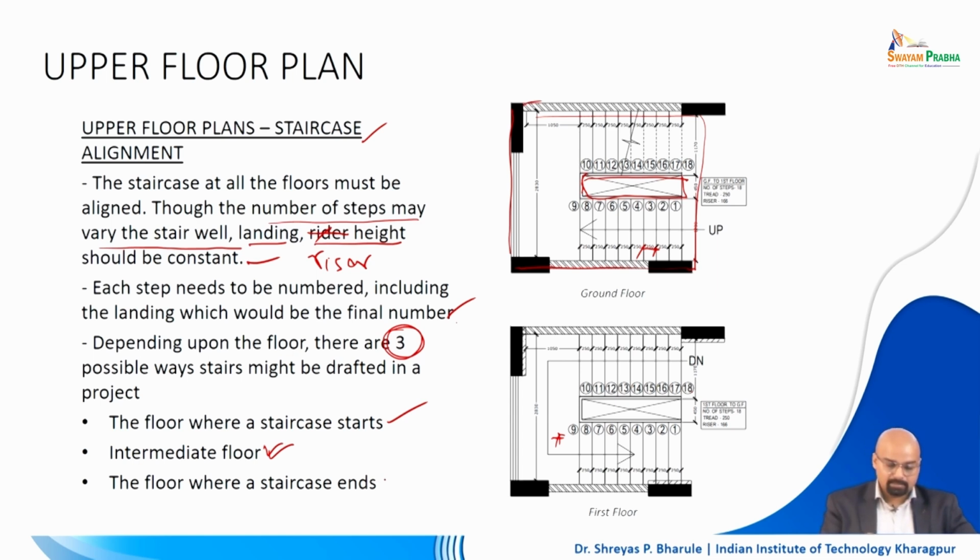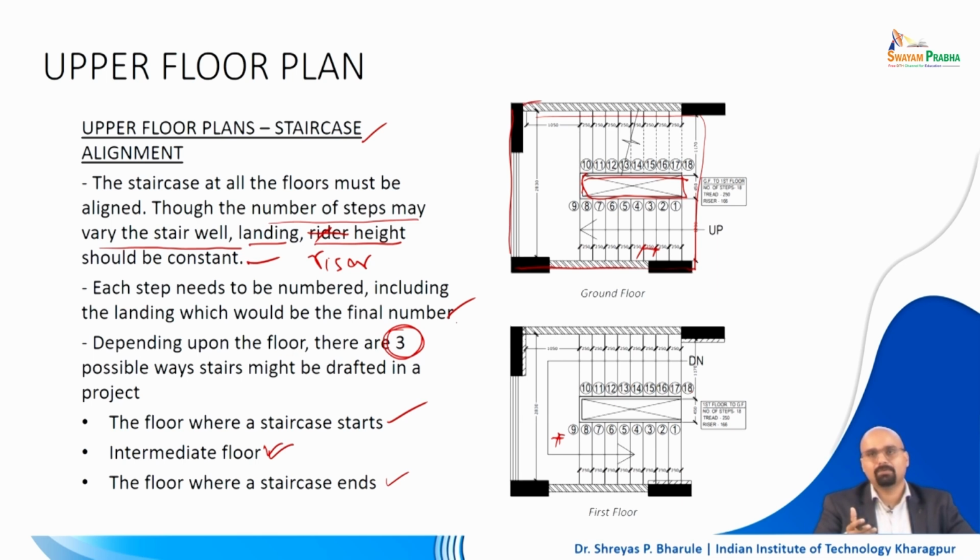Next is the floor where the staircase ends. So, at a particular floor, probably there is a staircase where it is ending, but you will be going to a basement. So that is where the staircase might also start, and that is where it is to be drafted. Okay, so these are some of the important things.